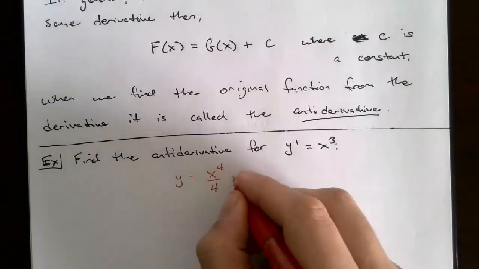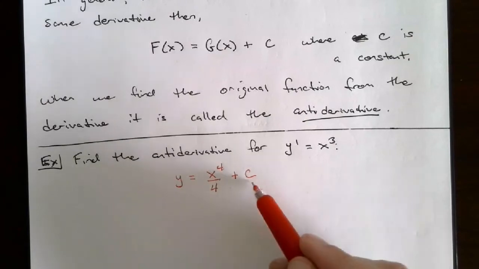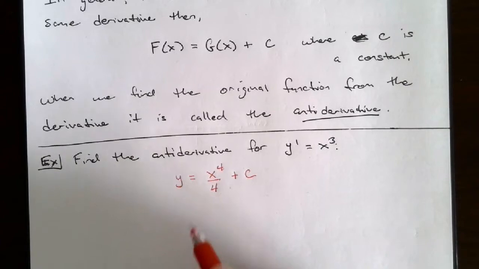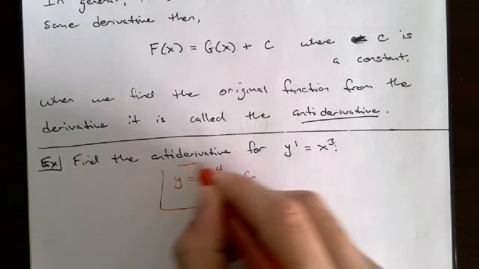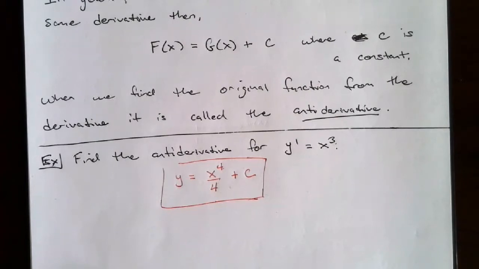And then don't forget plus c, because there could be a constant here that we don't know. As long as it's a constant, when we take the derivative of a constant, it goes to 0. So y equals x to the fourth over 4 plus c would be the antiderivative of y prime equals x to the third power. And we can be more general with it.